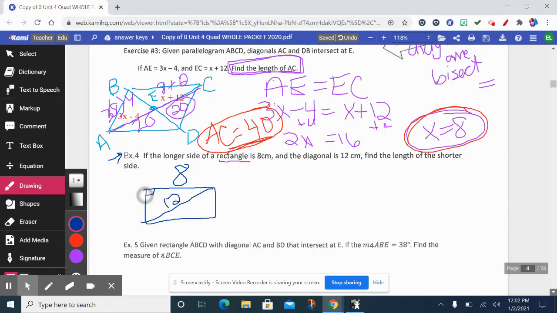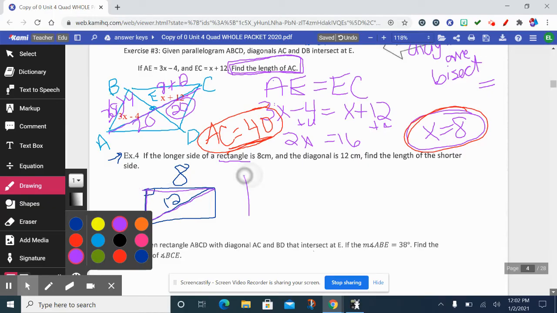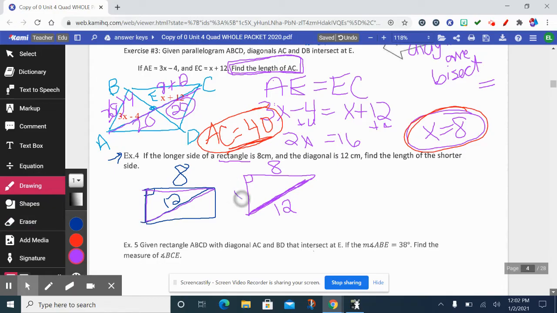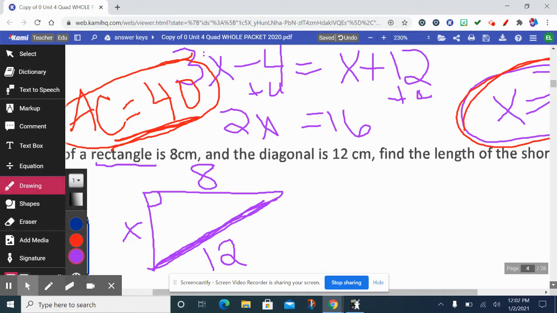Well, something we know about rectangles is that they have right angles. With that right angle, we also now have right triangles. So if this measure on the longer side of the rectangle is 8, the diagonal is 12, and we have to find the shorter side, x, we're really looking at right triangles here. So our Pythagorean theorem is going to help out. So we're going to use a squared plus b squared equals c squared. Remember, 12 is the hypotenuse here. It's the diagonal. So we're going to have x squared plus 8 squared equals 12 squared.